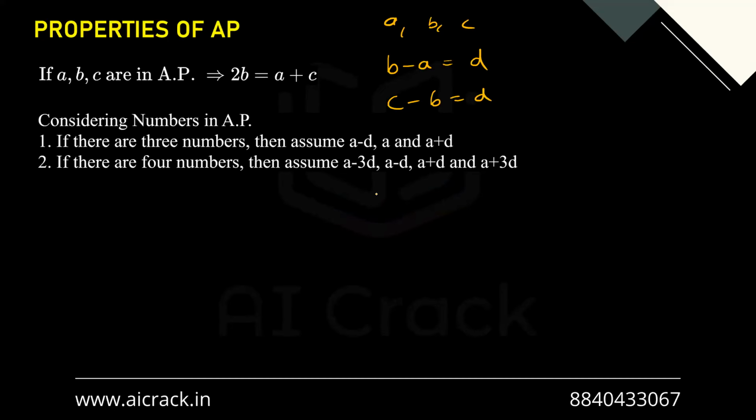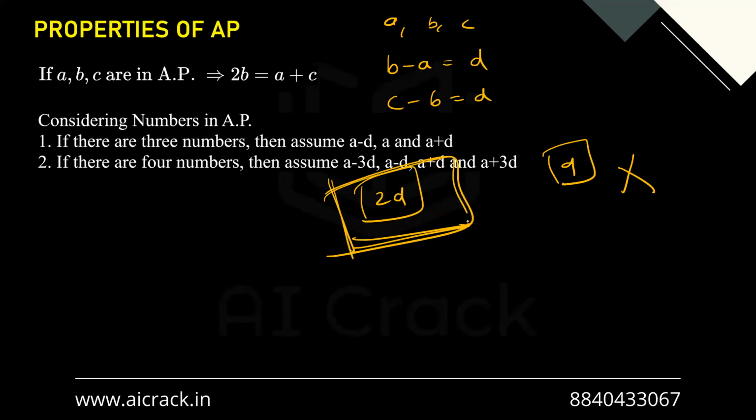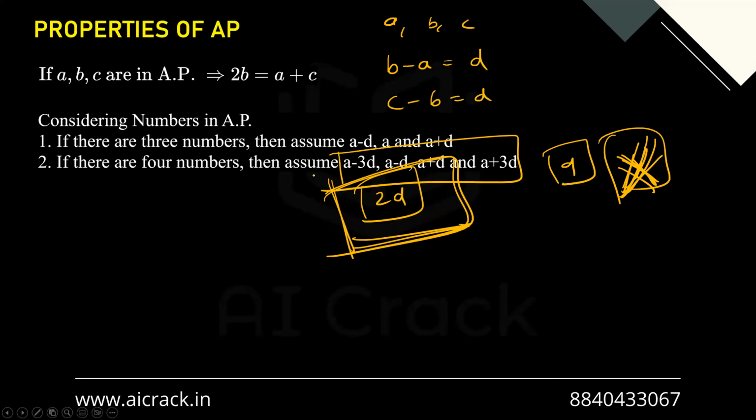But mind that here the common difference is 2D. So if they're asking in the question to find out the common difference, you don't have to report D. You have to report 2D, right? 2D is the common difference and not D. So just make sure that you understand that the common difference over here is 2D, okay?